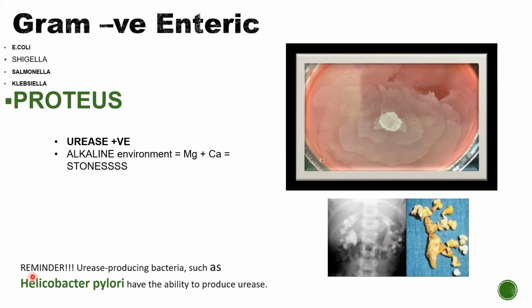Now, we still did not mention H. pylori. We're going to mention it in a bit in the other lecture, but I want you to remember that these two are urease positive. But this one is for the urinary tract and kidney stones, and H. pylori is mainly GI related, like peptic ulcers. So please remember this.